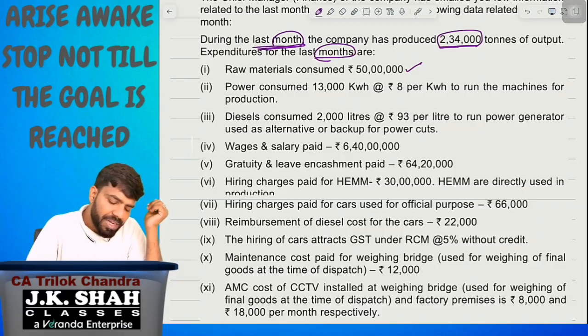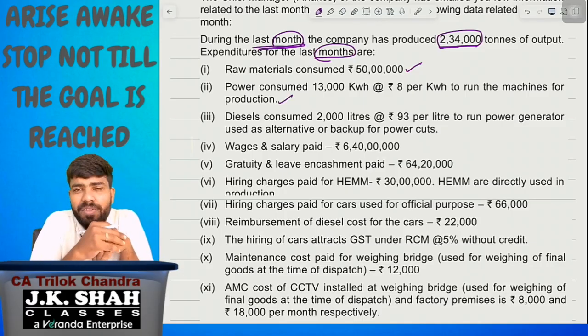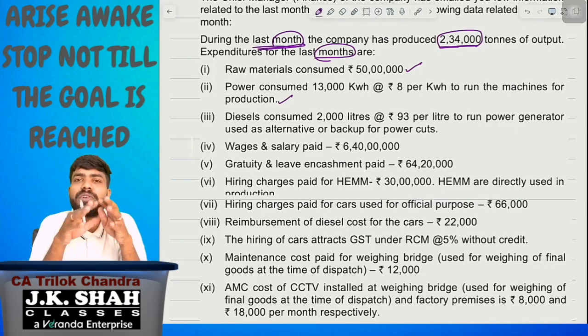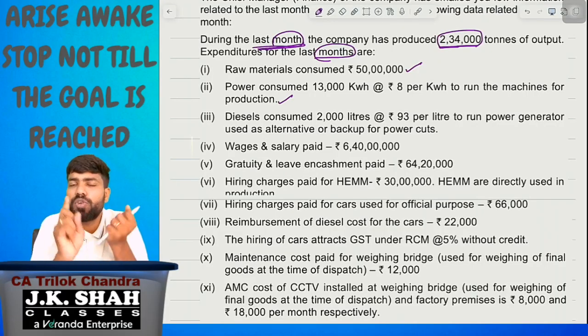Raw material consumed is 50 lakh rupees. Power consumed 13 lakh kilowatts at the rate of 8 per kilowatt to run the machine for production. Whenever it comes to power cost, we'll be taking it as an indirect expense, production overhead. But in this question, we are going to take it as a direct expense. I already told you, based on the nature of production, the classification of direct and indirect will keep changing.